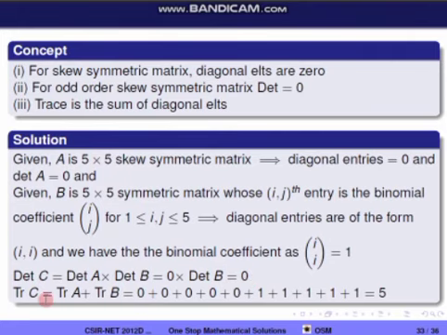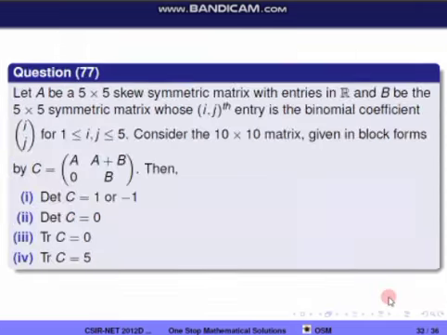Trace of C, meaning the sum of its diagonal elements, is equal to trace of A plus trace of B. All the diagonal entries of A are 0, and all the diagonal entries of B are 1. So this is equal to 0, 5 times, and 1, 5 times. So this is equal to 5. So now we'll check the correct option. The correct options are 2 and 4.